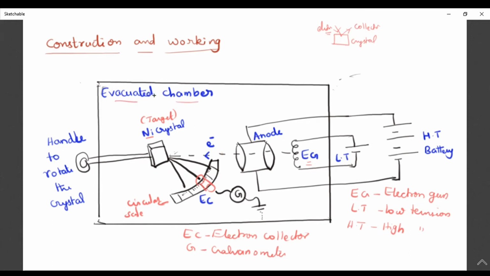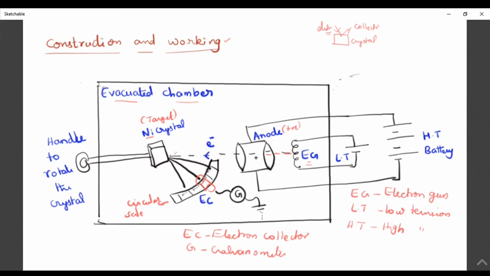Let us discuss how it is working. Now you have the idea about the construction, how it is constructed. Let us come to the working principle. First, the electron gun is connected to the low tension battery, so this electron gun will produce the electrons. Here we kept one anode cylinder which is connected to the high tension battery. Anode means it has positive charge, so it will have the tendency to attract the electrons.